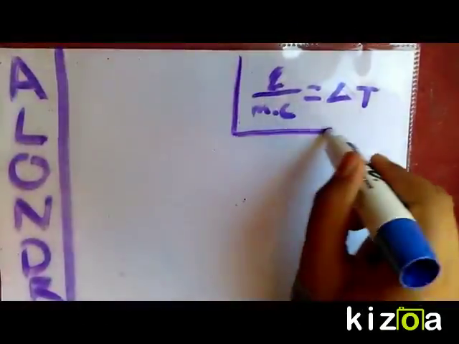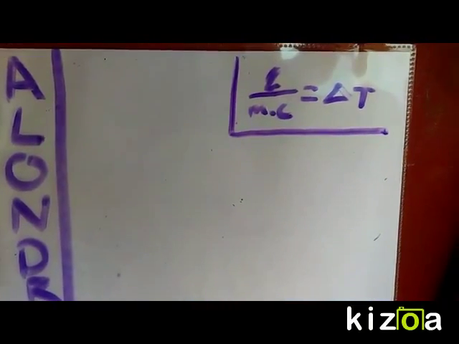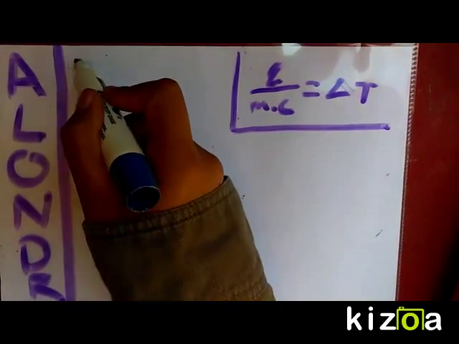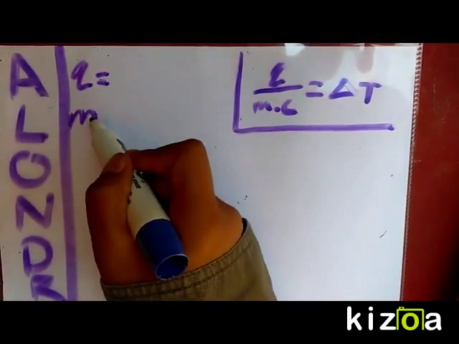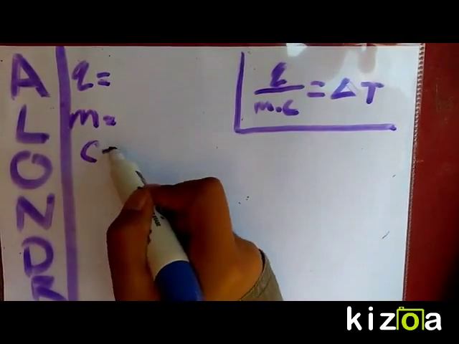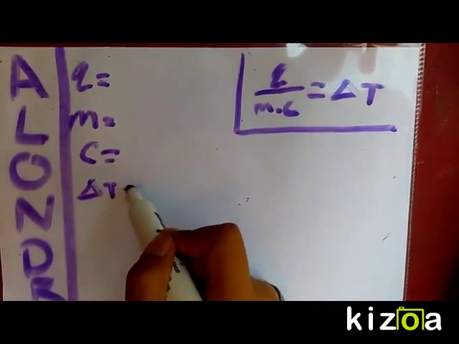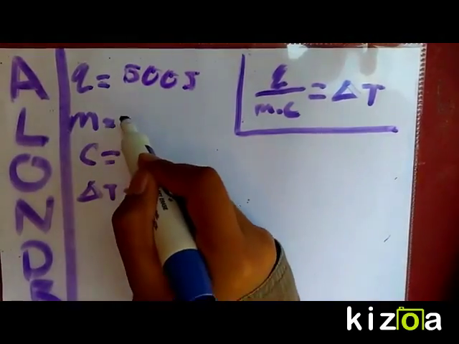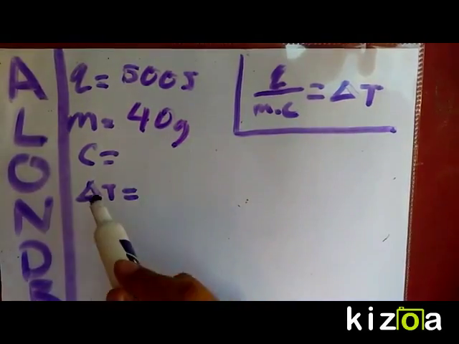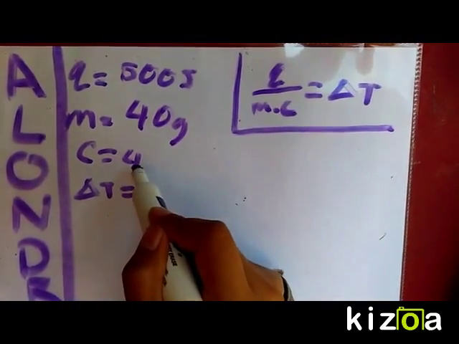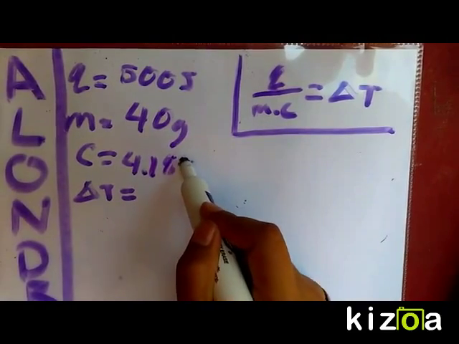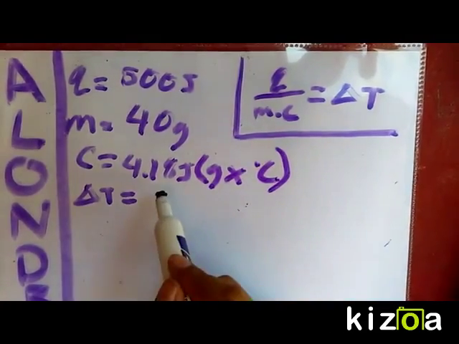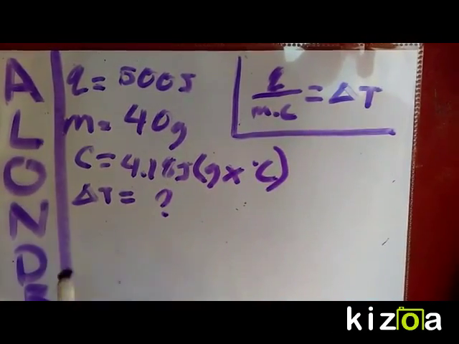So we have this equation to solve for triangle T, and we need the variables, and from the problem we get the variables: Q, mass, C, and triangle T. Q is 500 joules, mass is 40 grams, and C is 4.18 joules per gram times Celsius, and we're trying to find triangle T.